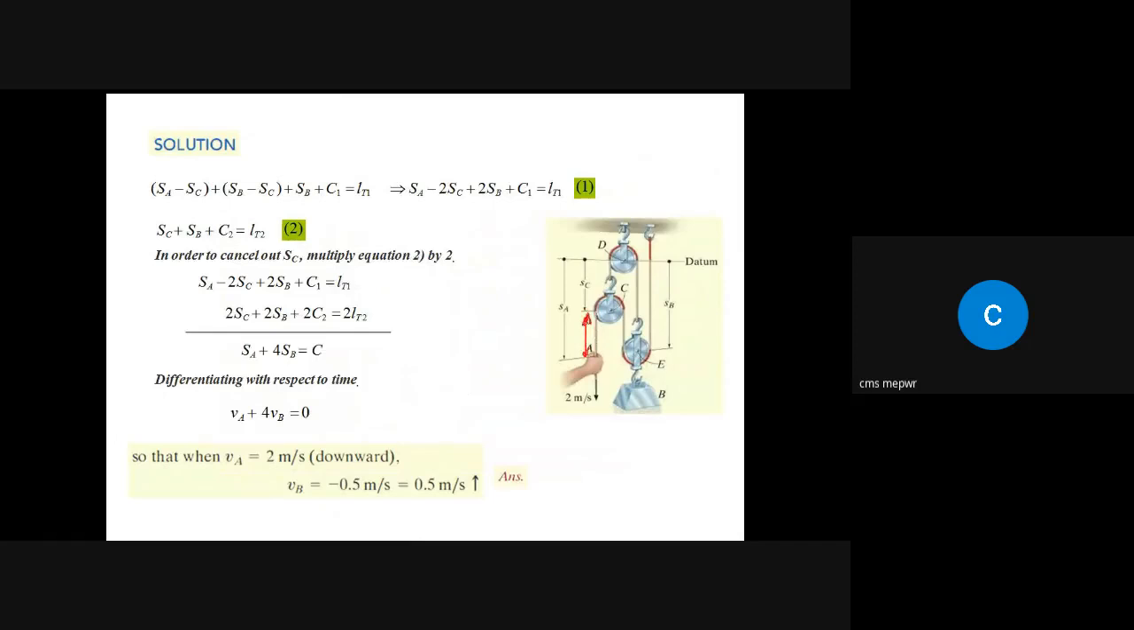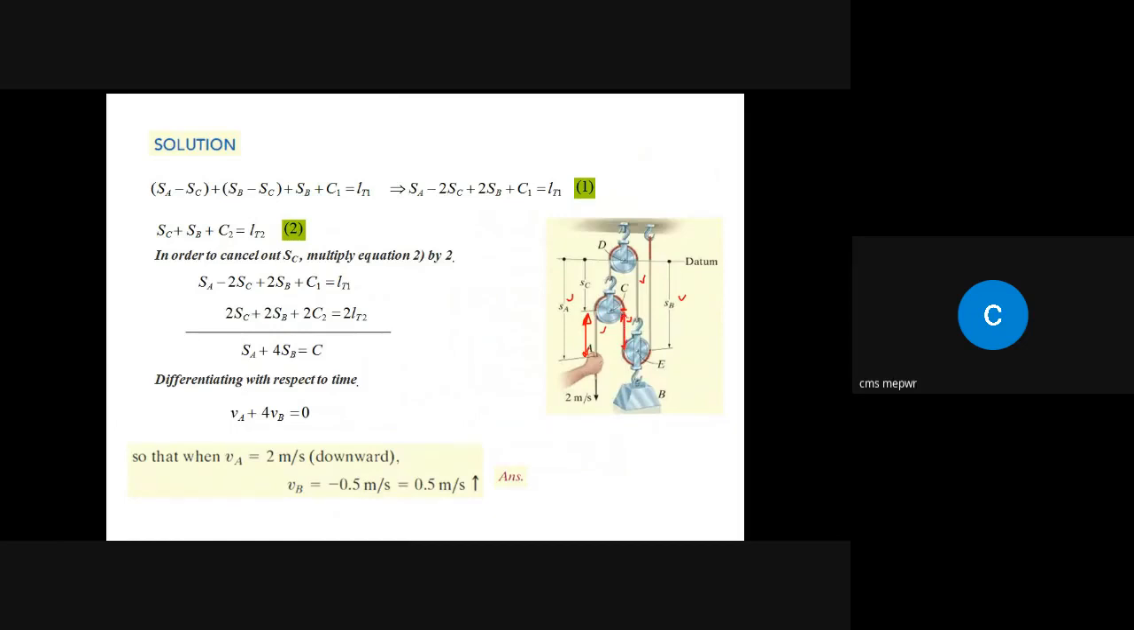How can it be identified? By subtracting SC from SA. So SA minus SC will give us this length. Then we have this constant, and then we have this length again. Since it's on the right side, let it be SB minus SC, which will give us this length.